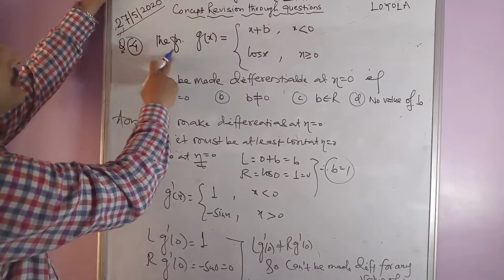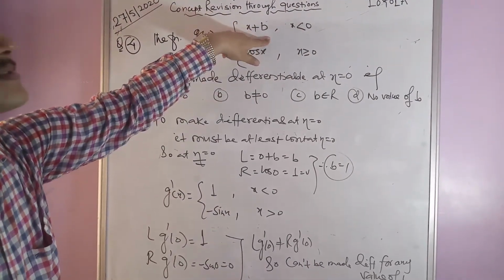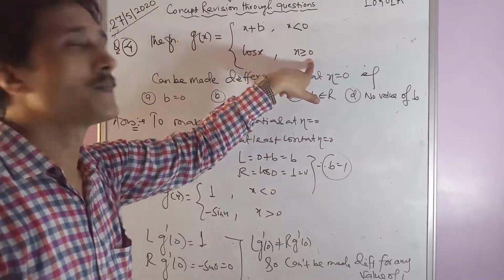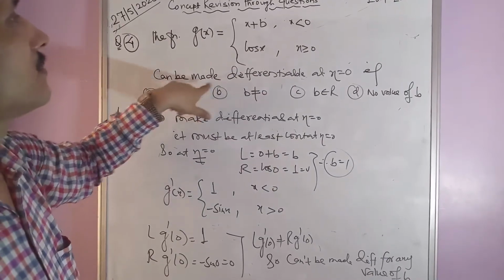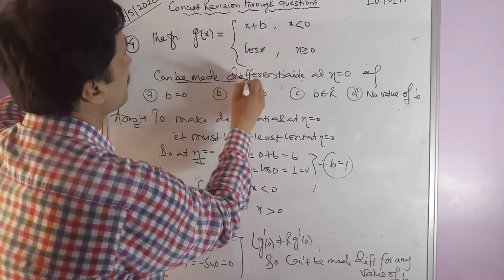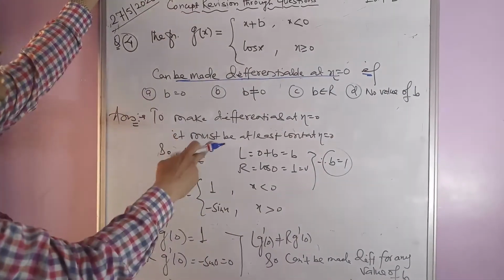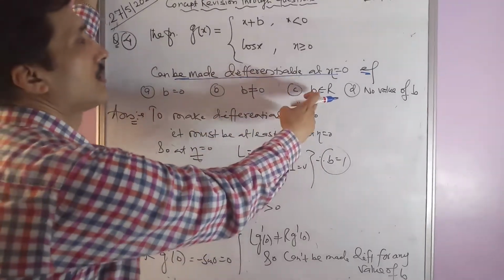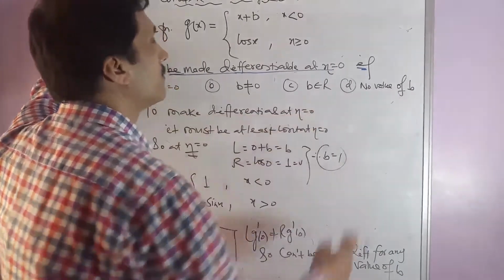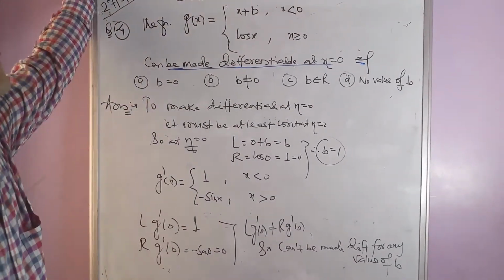The fourth question is: the function g(x) equals x plus b for x less than 0 and cos x for x greater than or equal to 0. It can be made differentiable at x equal to 0 if b equals 0, b is non-zero, b belongs to any real number, or no value of b can make it differentiable at x equal to 0.